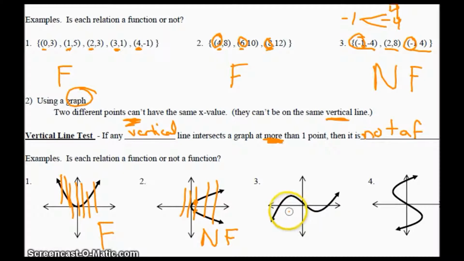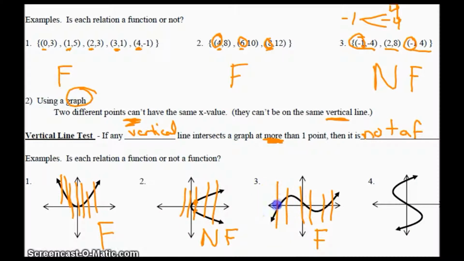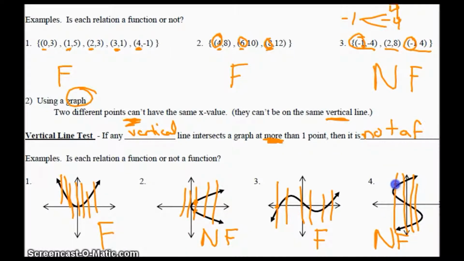So if we practice this right now, looking at number 3, we start drawing our vertical lines. Function or not a function? Good, function, because it only intersects each line once. Lastly, this is number 4. If I start drawing my vertical lines in here, function or not a function? Not a function. Very good, because of these points right here. In fact, the center line right here crosses 3 times, so it's definitely not a function.